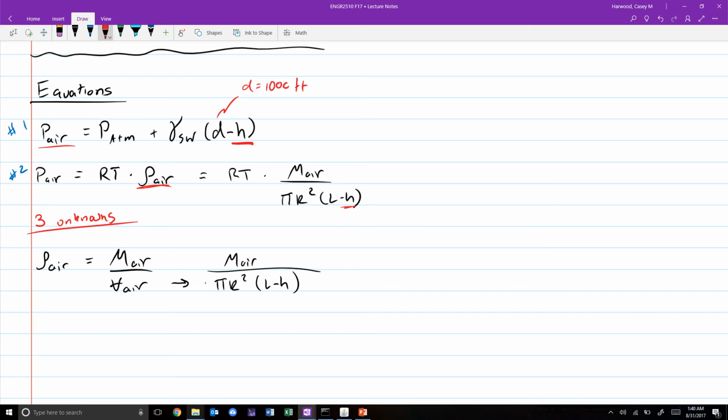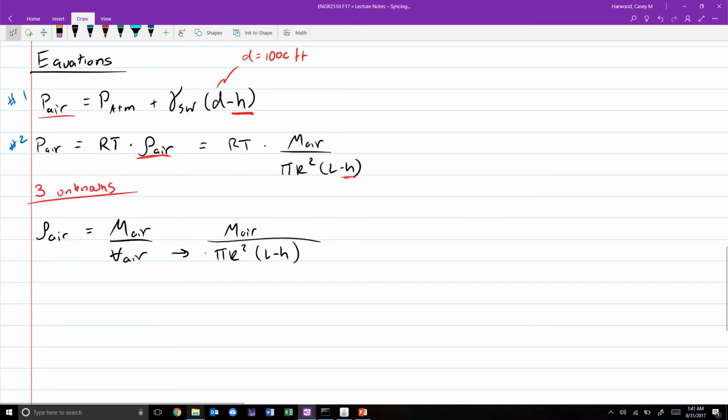So what's really great about this is we now have 2 separate expressions for pressure, which are functions of only h, right? Because D is specified here and everything else is fixed. RT is a constant, mass of air is constant, pi r squared is fixed by the problem geometry, L is a piece of the problem geometry, gamma seawater is whatever nature decides it's going to be, and the atmospheric pressure is fixed. The only variable on the right-hand side is h.